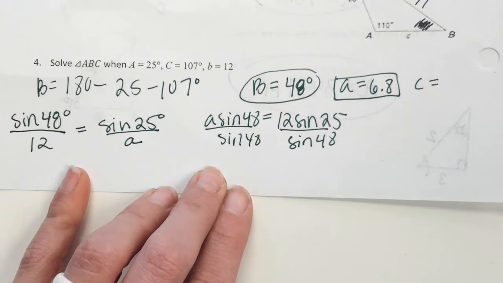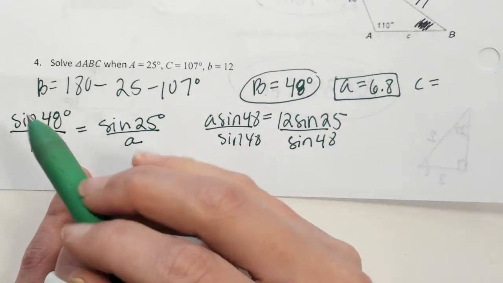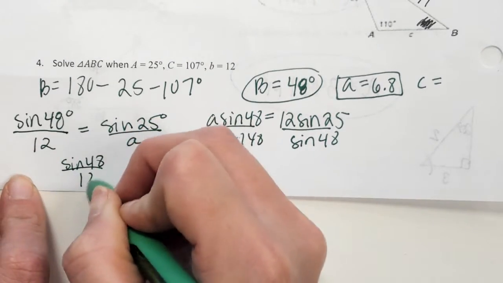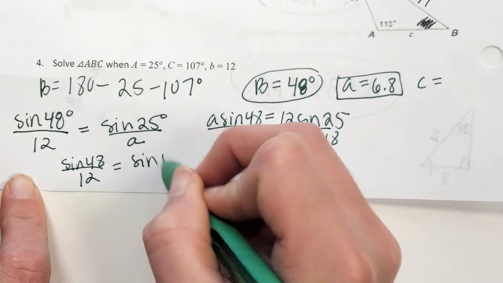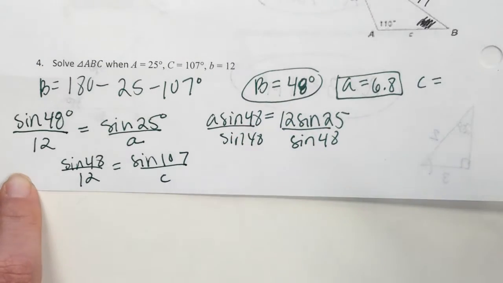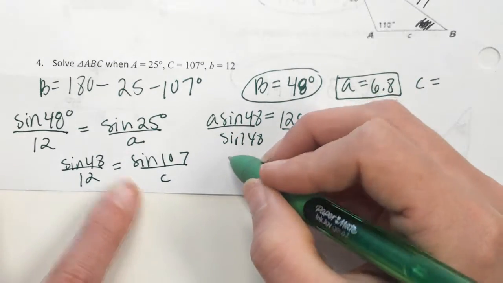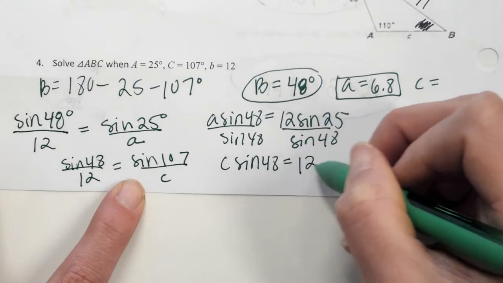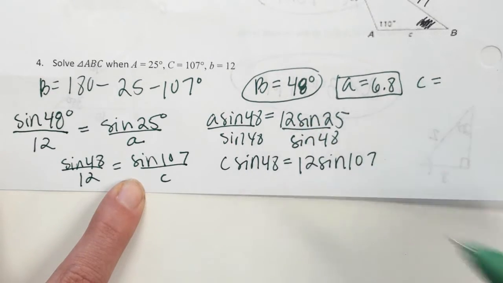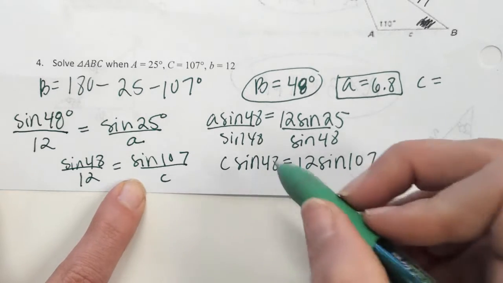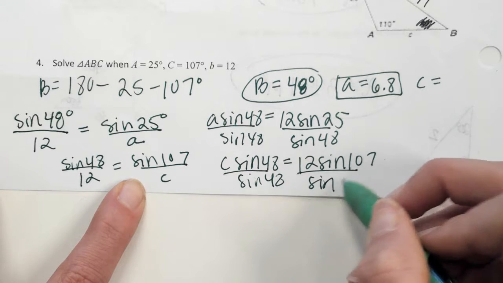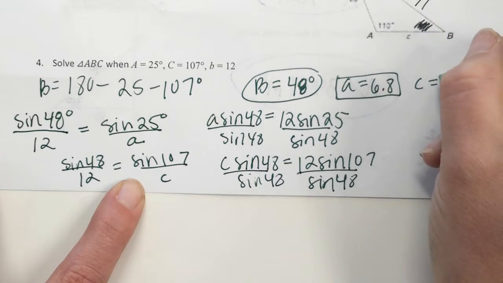All right, while she's looking at that one, for C, we can still use sine 48 over 12. The only thing we have to change is what's the degree of C? And then put C on the bottom. So the equation will be C sine 48 equals 12 sine 107. And you know to solve for C, you would just divide by sine of 48. So what did you get for side C? Very good.